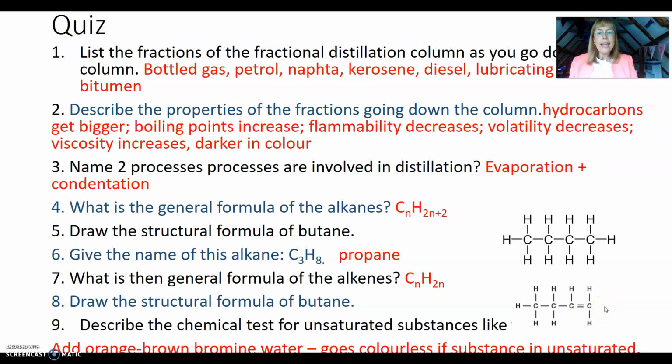And finally, the chemical test for unsaturated substances, like the alkenes, what we did is we added the orangey brown bromine water, and if the substance was indeed unsaturated like the alkenes, the bromine water would become colorless, and that told you that you were dealing with an unsaturated substance.